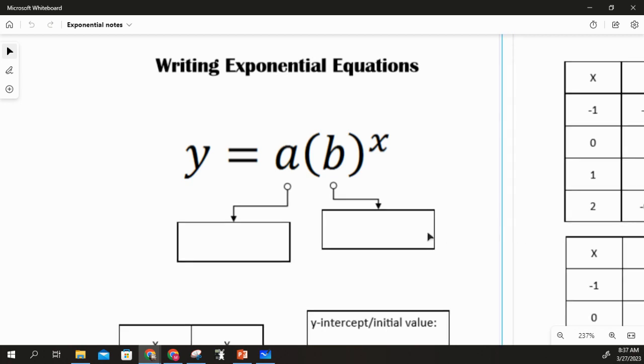Walker here, coming to you with our notes for writing exponential equations. You got this paper from me last week, but there will be extra copies in class in case you need it. So, without further ado, let's get into this.